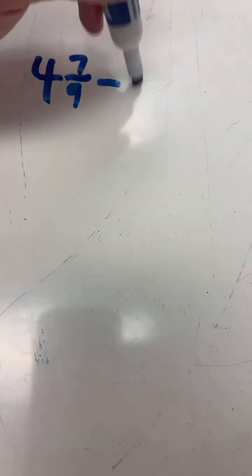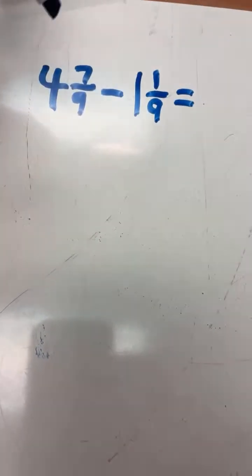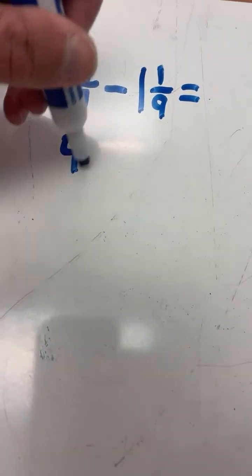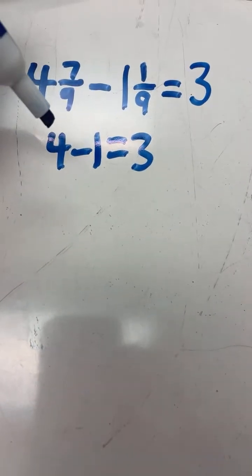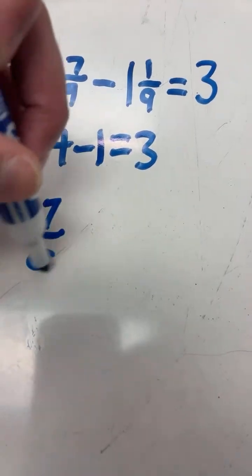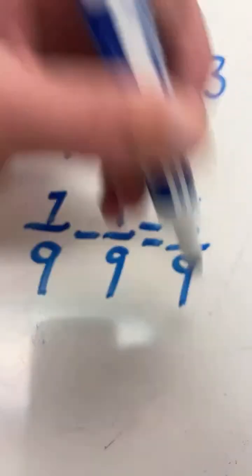All right, moving on to our next example problem. 4 7/9 minus 1 1/9. So 4 minus 1 equals 3. 3 is our whole number. Then 7/9 minus 1/9 equals 6/9.